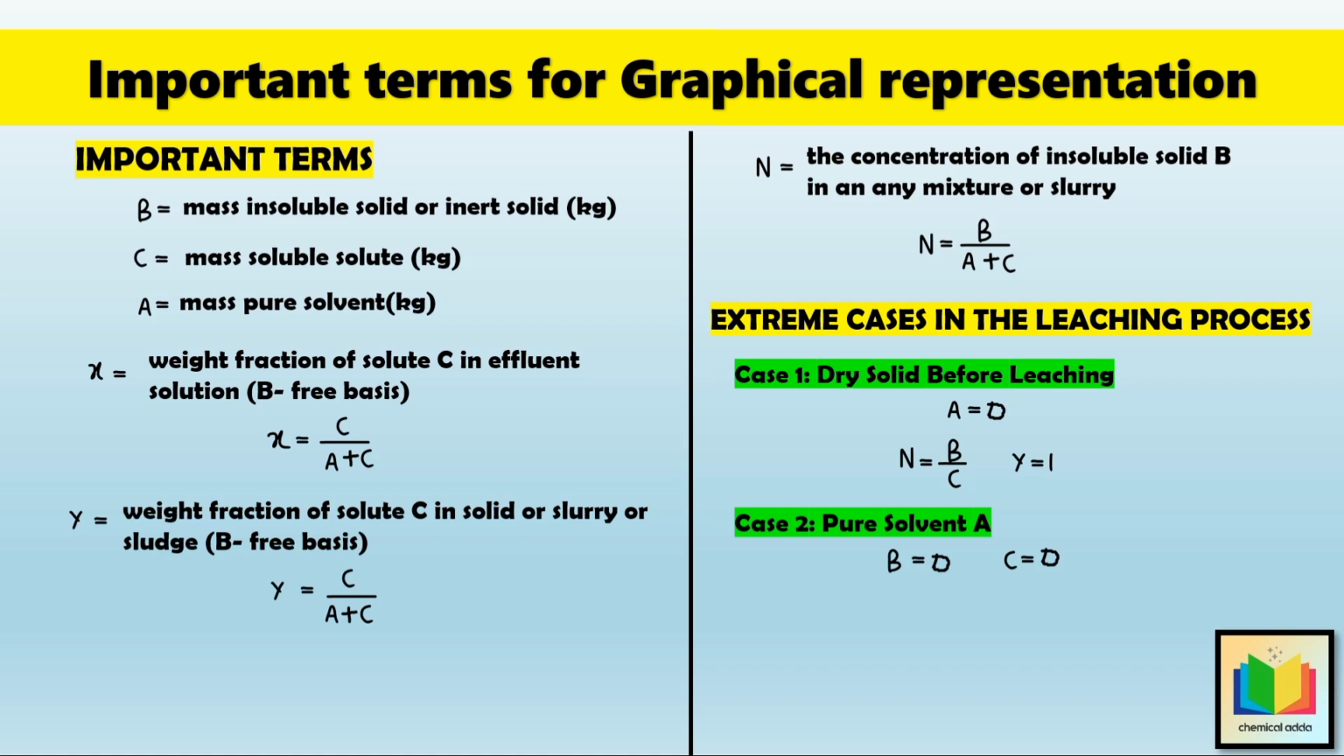So, after putting the values of B and C in the formula of N and X, we get N is equal to 0 and X is equal to 0.